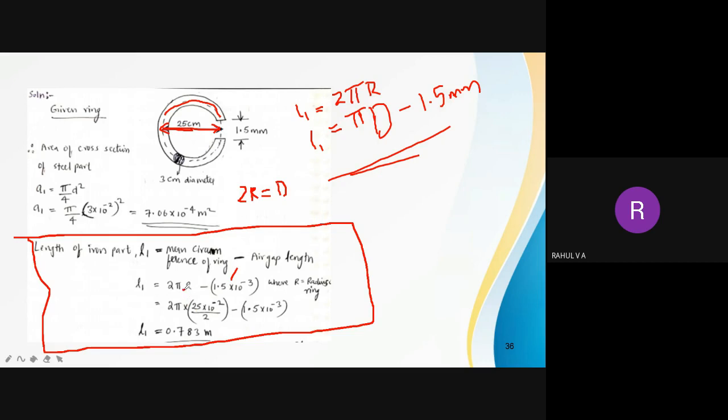There they have substituted the diameter of this ring, that is 25 into 10 raised to minus 2, because it is in centimeter. When you are converting centimeter into meter, 10 raised to minus 2 should come, divided by 2, that is nothing but radius. Okay, 25 divided by 2 is radius, and they have found the length L. So in some problems they will give you the value of mean length or mean circumference directly, or they will give you the diameter like this.